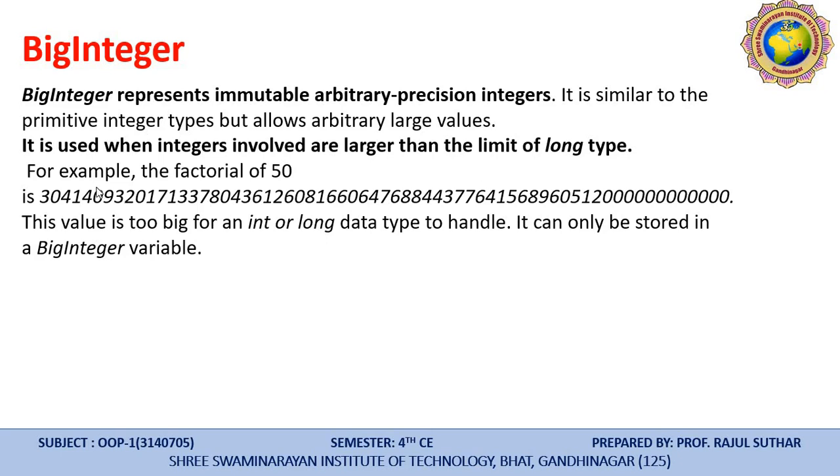For example, factorial of 50. So this is the value of factorial 50. We are all familiar that the factorial of 50 must cover a larger value. So this type of value we can't store in a simple integer data type. This value is too big for an integer or long data type to handle. So we require the big integer. It can only be stored in a big integer variable. We declare the variable as a big integer.